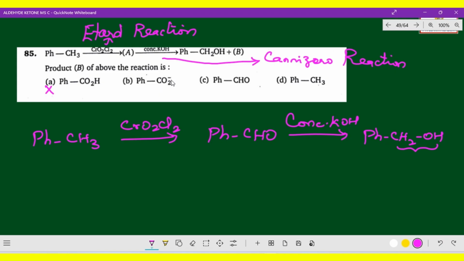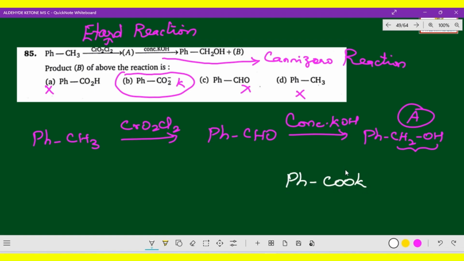PhCOO minus. If K is put with it, this product formation is exactly correct. Let us check the other two also. This is benzaldehyde, so it will not be the correct option. Again, it is toluene, so it will not be the correct option. So the option is salt formation only. So this is product A and product B: here benzaldehyde, and here benzyl alcohol and potassium benzoate. That is what you will be getting, right?